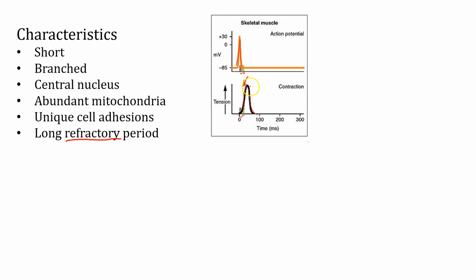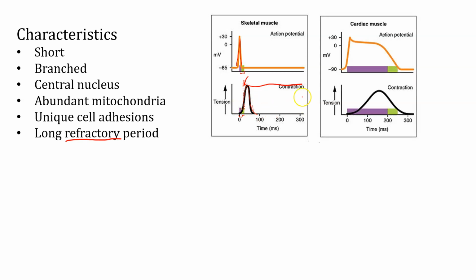The ultimate consequence of that is that it's possible in skeletal muscles to create tetanus, meaning there's such a fast frequency of stimulation that the muscle just stays contracted. It doesn't always have this nice twitch. That's not how it works in cardiomyocytes.